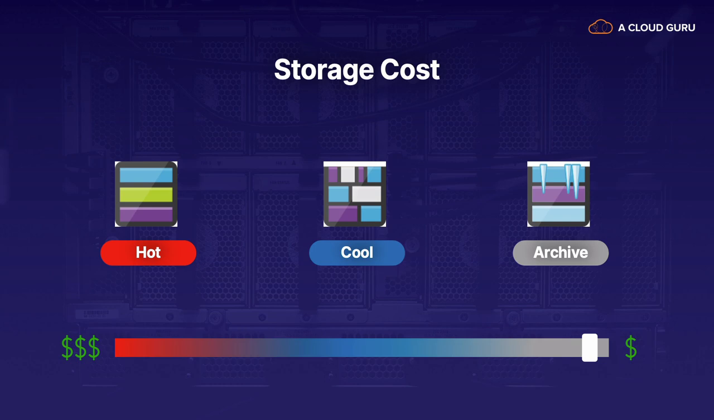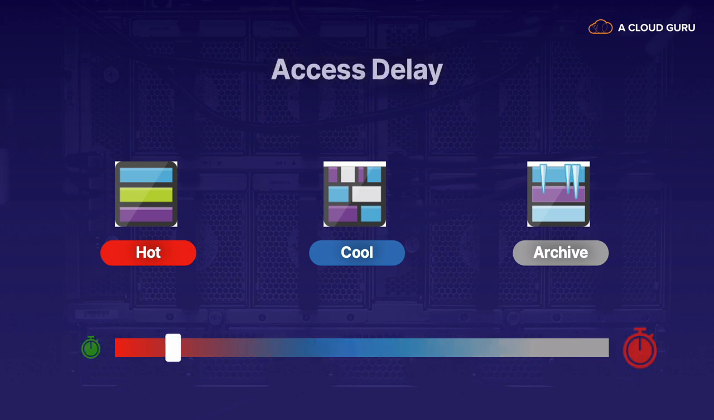Which automatically brings us to our next category, access delay. Hot storage, once again, is going to have a much quicker time of access than the cool or the archive storage. I'll also preface that with the cool storage isn't a whole lot different than the hot storage, just a little bit less, but much more accessible than archive storage.